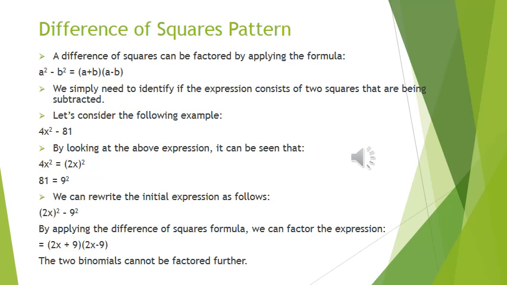Let us consider the following example. 4x squared minus 81. By looking at the above expression, it can be seen that 4x squared is a square of 2x, and that 81 is a square of 9. Now we can rewrite the initial expression as follows: a square of 2x minus 9 squared. Applying the difference of squares formula, the factor of the expression is the product of 2x plus 9 and 2x minus 9. This cannot be factored further.